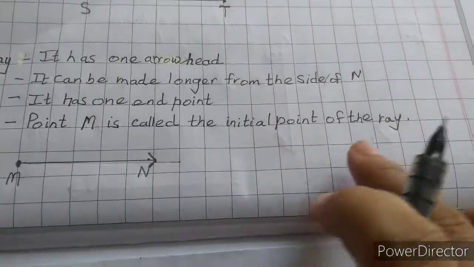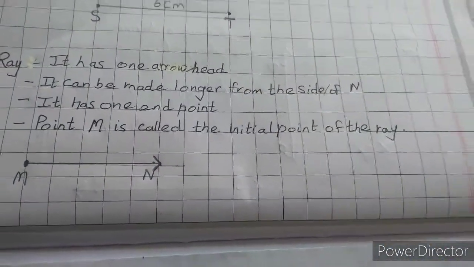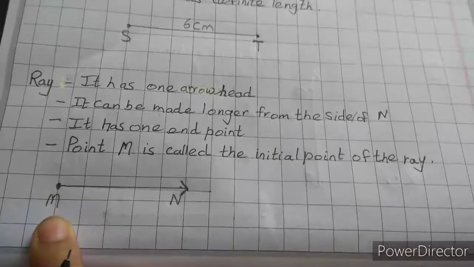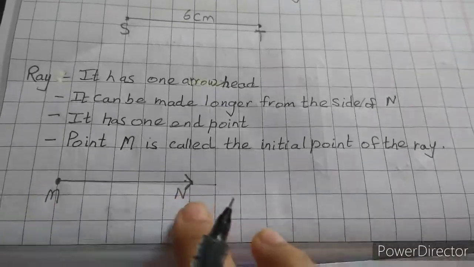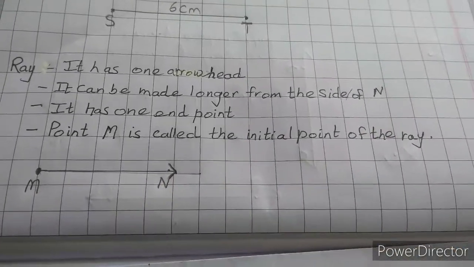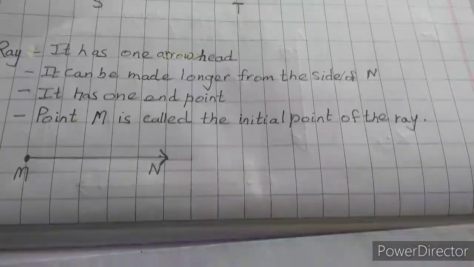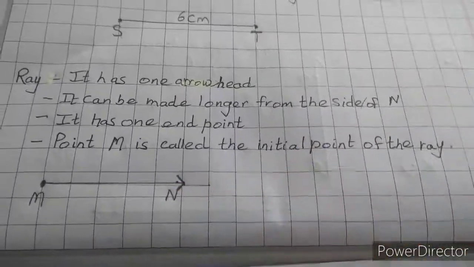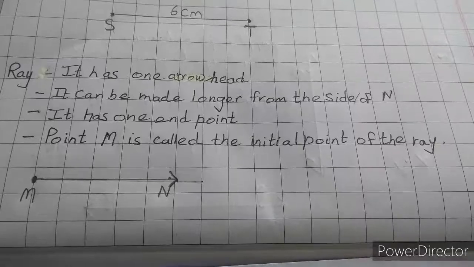Is also known as the initial point of the ray. इसको initial point भी कहते हैं. End point, अगर इसको हम N नेम देते हैं, इसी साइड से इसको हम longer कर सकते हैं. It has one arrowhead and that is why it is called a ray.